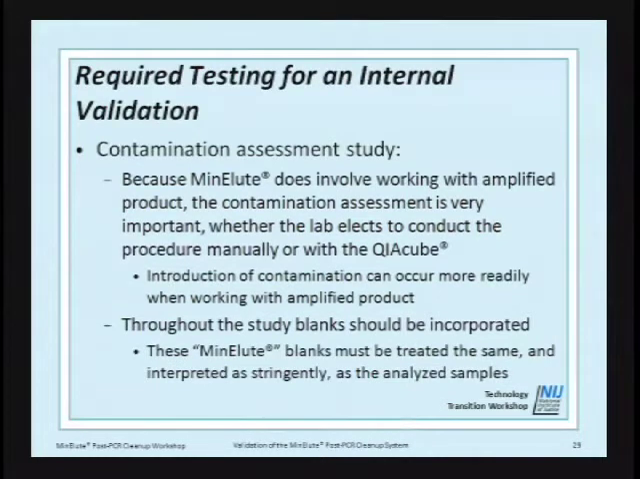The Contamination Assessment Study. Because MinElute does involve working with amplified product, the contamination assessment is very important whether the lab elects to conduct the procedure manually or with the QIAcube. Introduction of contamination can occur more readily when working with amplified product. Throughout the study, blanks should be incorporated. These MinElute blanks must be treated the same and interpreted as stringently as the analyzed samples.